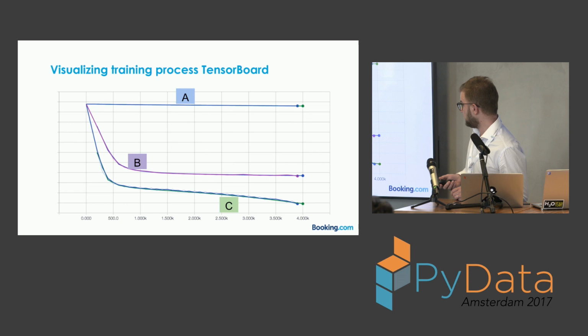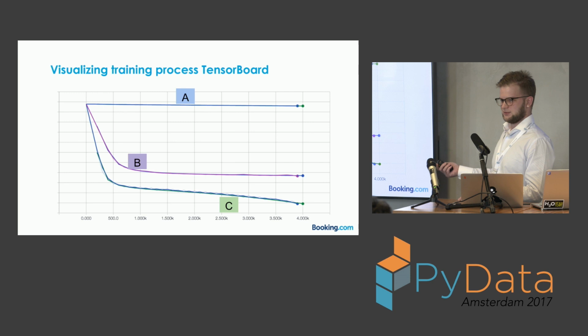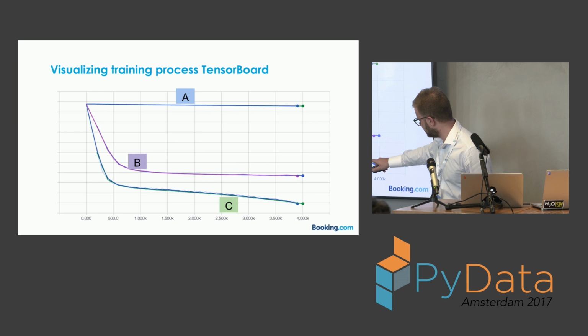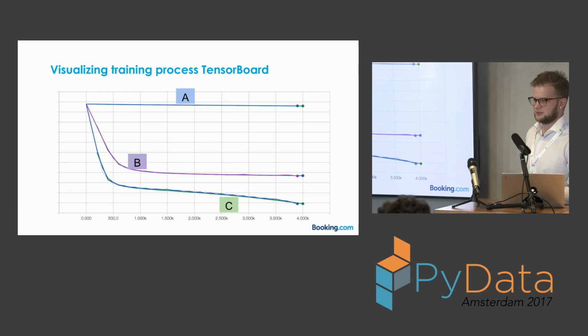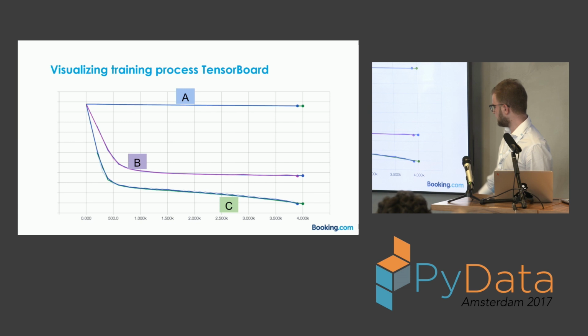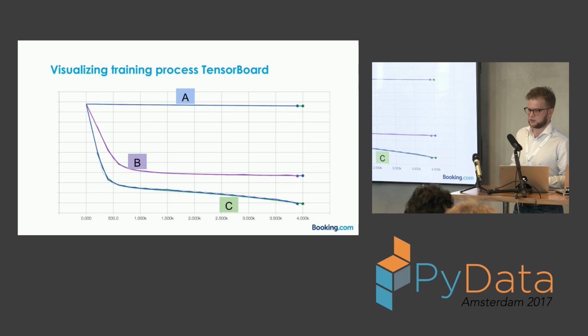Okay, it's better than A, but its loss stopped decreasing, so probably we're not going to continue with that. What about C, the promising guy? We have both training loss and validation loss, and they're very similar. Yeah, probably we can train for more because training loss and validation loss are still decreasing. So these tiny hints you can get from visualizing the training process are super fine.